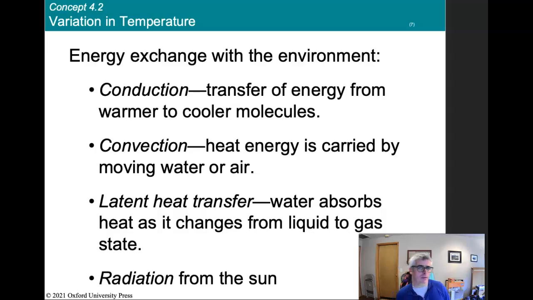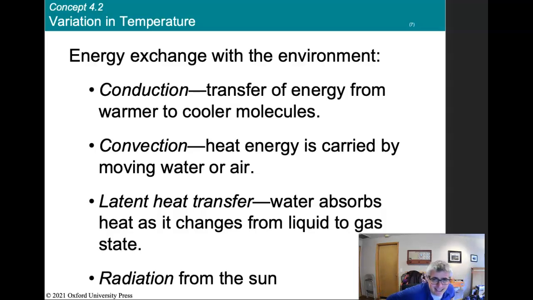The next section of chapter 4 deals with energy exchange. These terms go back to one of the prior chapters, but we'll talk about conduction, which is the transfer of energy from warmer to cooler molecules. Think of this as when you put a pan on the stove and you turn the stove on, heat is conducted through that pan from the stove into the pan into then whatever you're cooking, right?